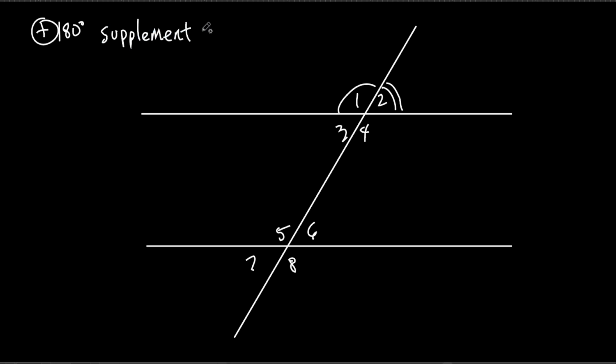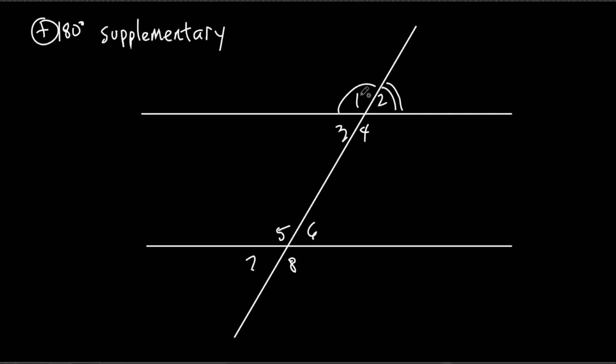Supplementary. Okay? That means they add up to 180. So angle 1 and angle 2 would be what? Supplementary angles to each other, right? What about 1 and 3? They would be supplementary angles. 1 and 6 would be supplementary.